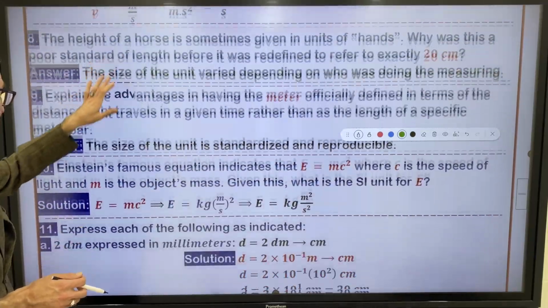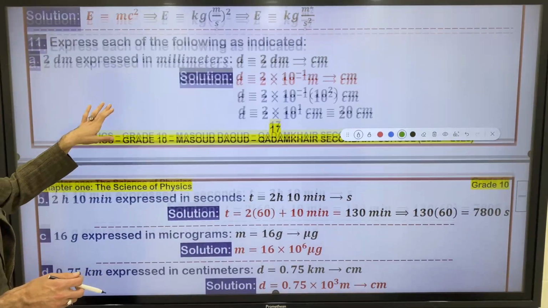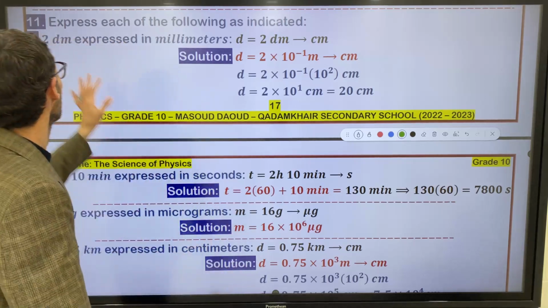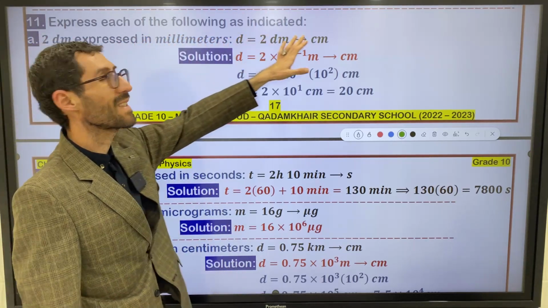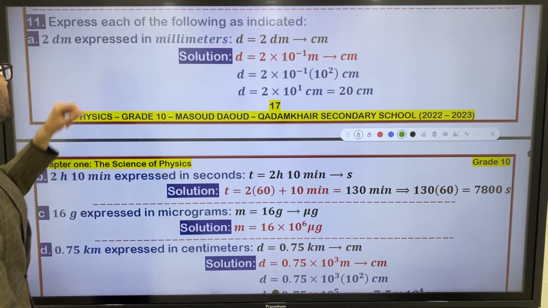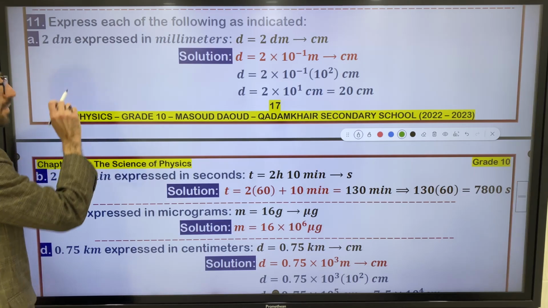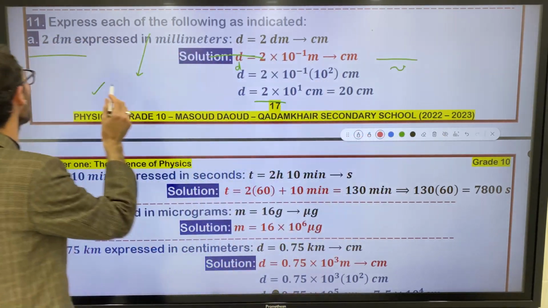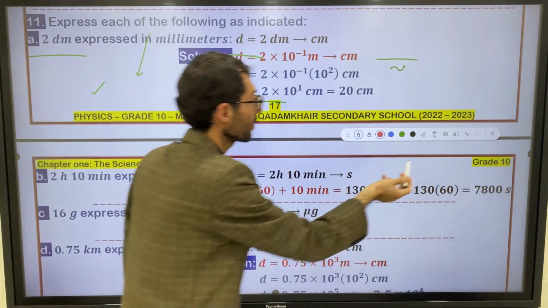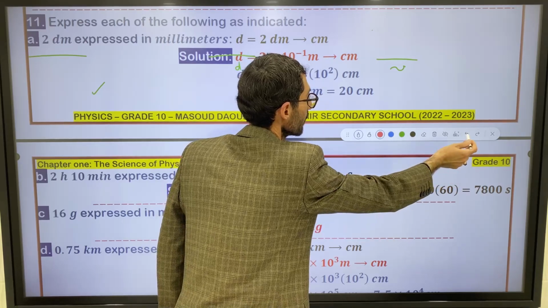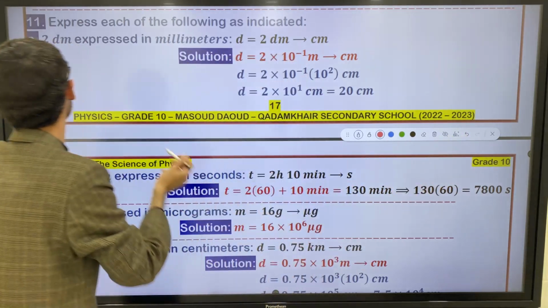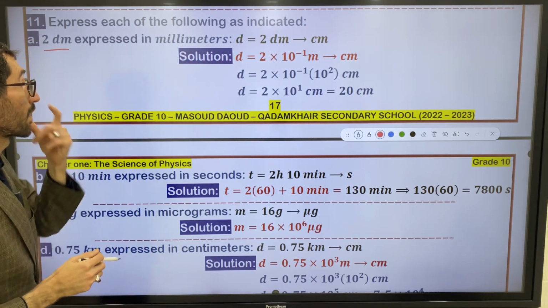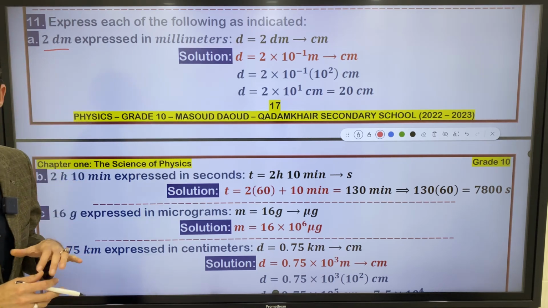So right now I want to explain question number 11. It's about conversions, right? Express each of the following as indicated. This is deci. To decimeter, we want to convert it to what? To the centimeter, right? Decimeter to centimeter.